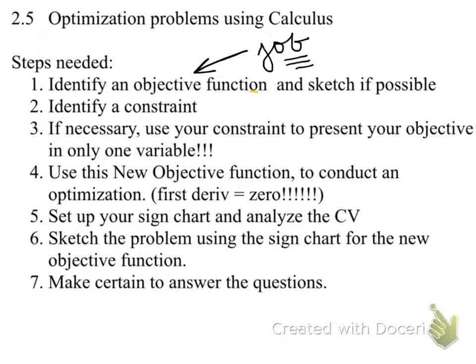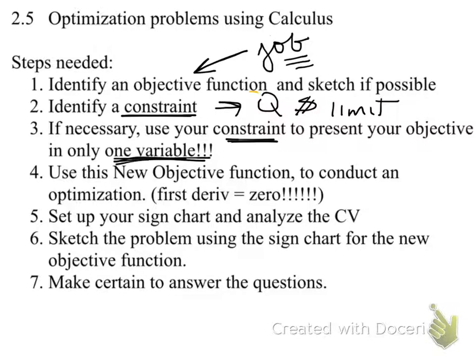Sometimes we're going to have a constraint. So you have some limitations. Think about either a quantity that is constrained, some dollar amount that's constrained, something that is putting a limit on you. That is called a constraint, and you're going to use that with your objective function. Many times in this scenario, you're going to find that the objective function is going to have 2 variables, and you're going to use your constraint to present your objective function in only 1 variable, because we're going to take the first derivative of it with respect to that 1 variable.